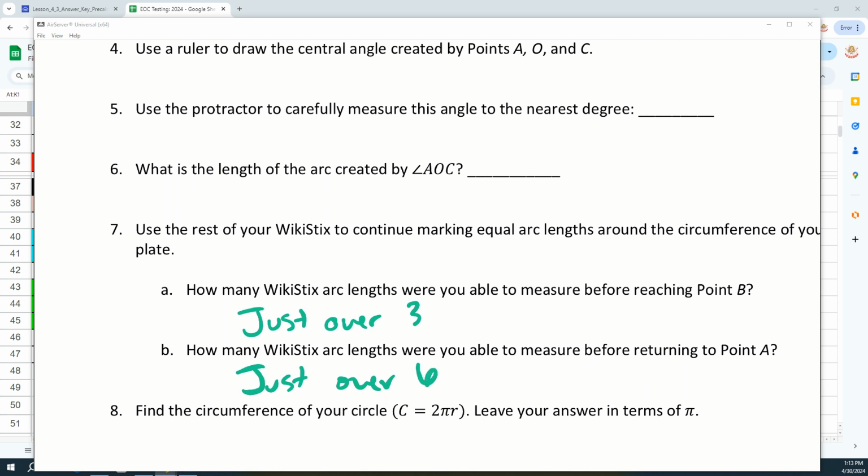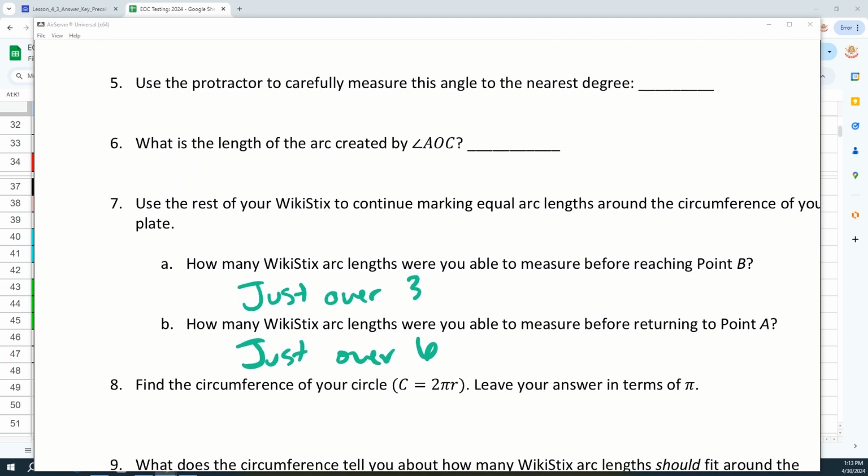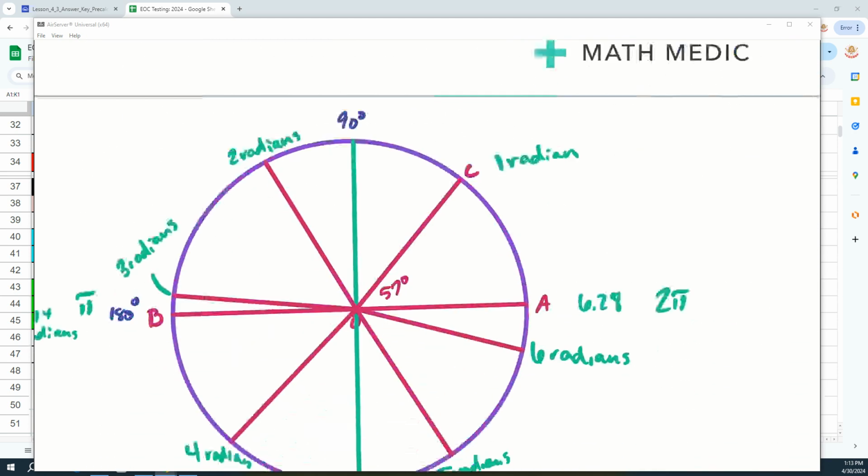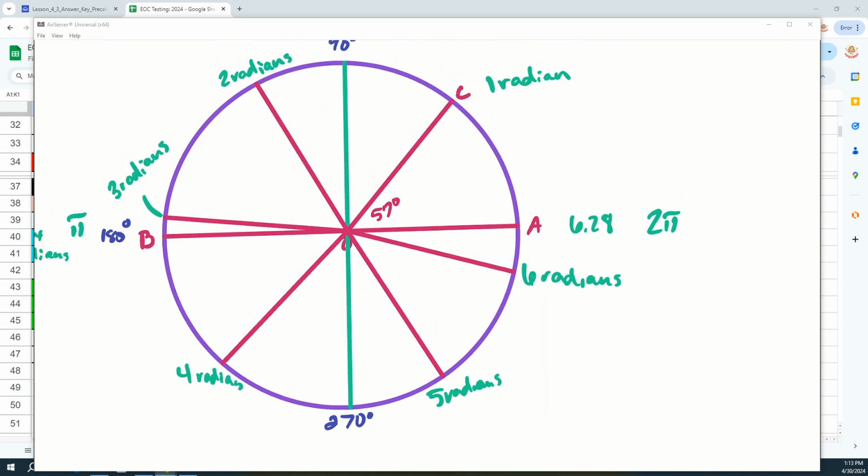Now, if something went wrong with your radius, your circle might have been a little off. It's okay. But the main idea I wanted you to get from this is what a radian actually is. And 1 radian is the angle that's formed by taking a radius and putting it on the edge of the circle. That's 1 radian.